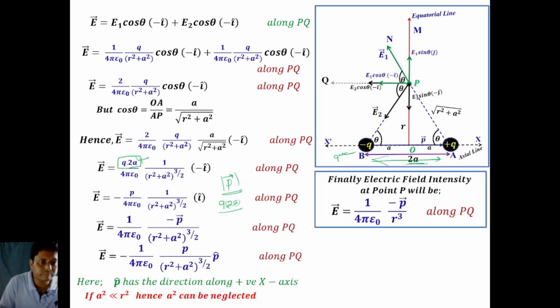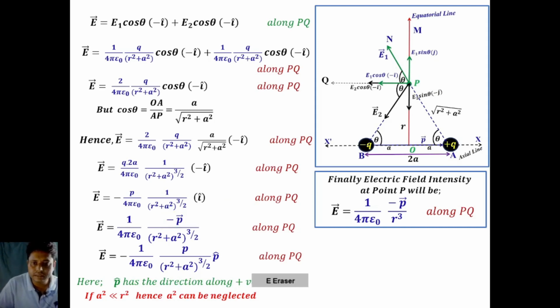So this is nothing but p. P means dipole moment magnitude, and here minus 1 by 4 pi epsilon 0, 1 by r square plus a square to the power 3 by 2 i cap. Now here you can see this minus has been written, and i cap has been written in the vector form p. So here minus p i cap represents that it is along negative x axis direction.